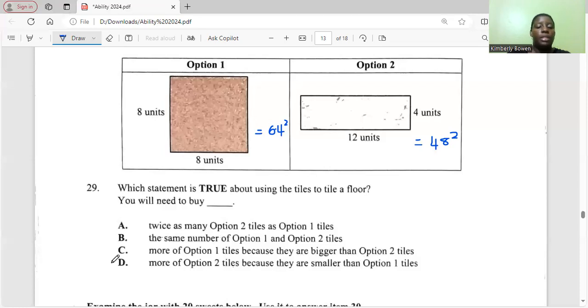So I'm going with this. Do you need more of these tiles to tile the floor? Yes, because they are smaller and they have a smaller area. So you need more of them to cover the room or the floor. Right? You definitely need fewer of these to cover more space.